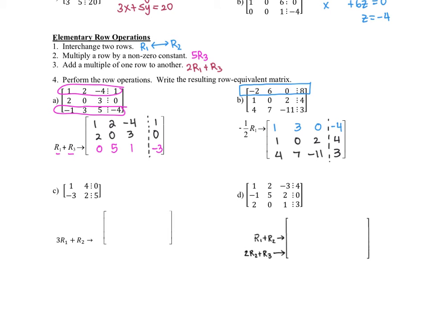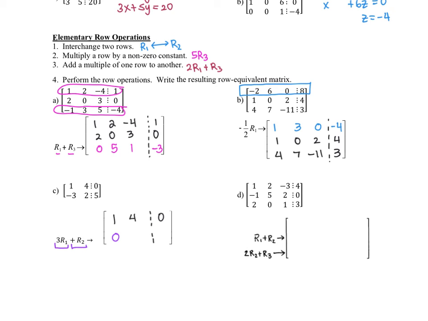Okay, for C, it's a smaller matrix, and it looks like I'm keeping the first row the same. So the first row, I keep it 1, 4, 0. Now for the second row, I'm going to replace it with 3 times R1 plus R2. So I'm kind of doing two things at the same time. I'm going to go column by column. In the first column, if I do 3 times 1, I get 3. And then if I add negative 3, 3 plus negative 3 is 0. And I'm just putting the results here.